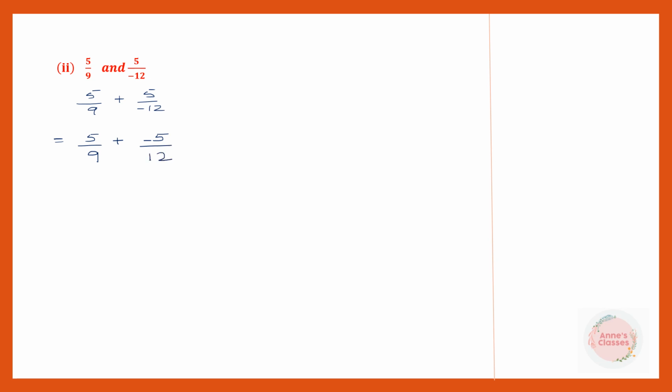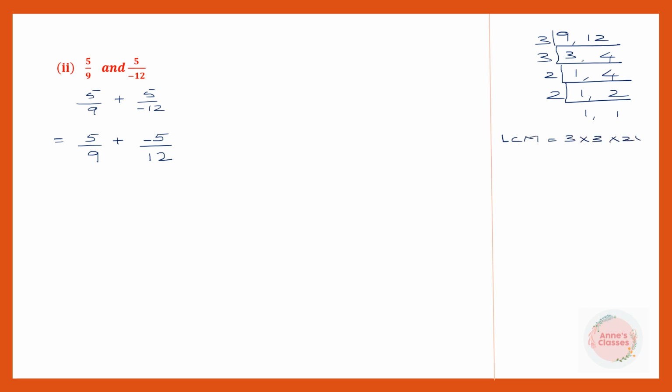So now we're going to find the LCM of 9 and 12. So let's find the LCM. Let's use 3. 3 threes are 9, 3 fours are 12. Continue with 3, 3 ones are 3. Bring down the 4. Then use 2, 1 and 2 twos are 4. Continue 2, 1 and 1. So the LCM will be 3 into 3 into 2 into 2. Multiply: 3 threes are 9, 9 twos are 18, 18 twos are 36. So the LCM is 36 and we're going to use that LCM here.